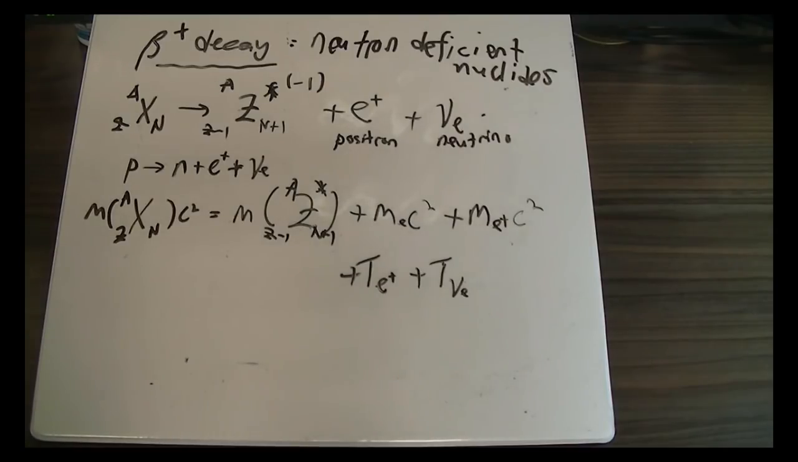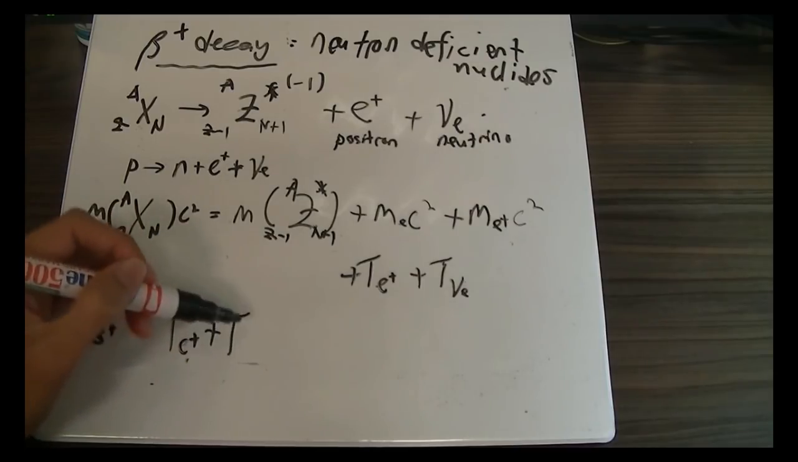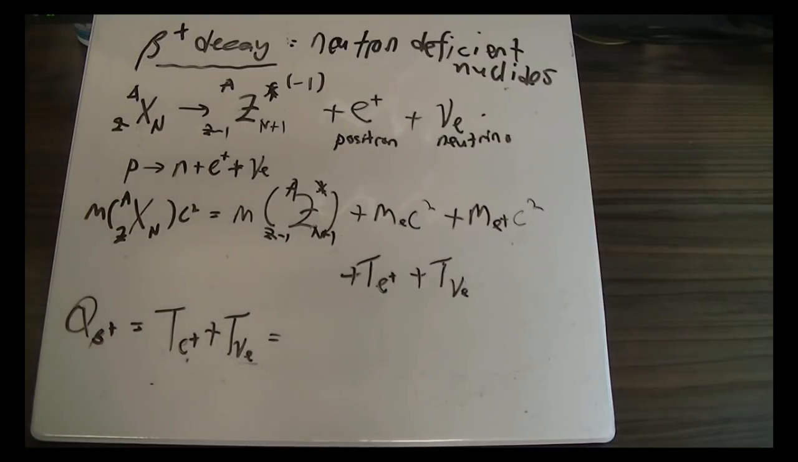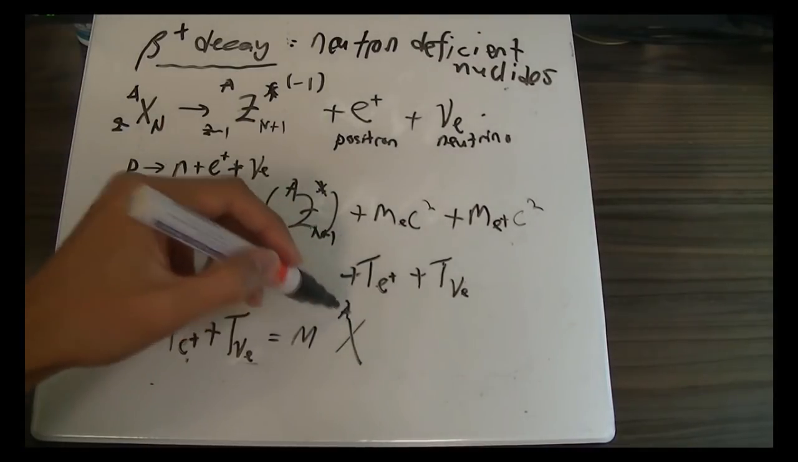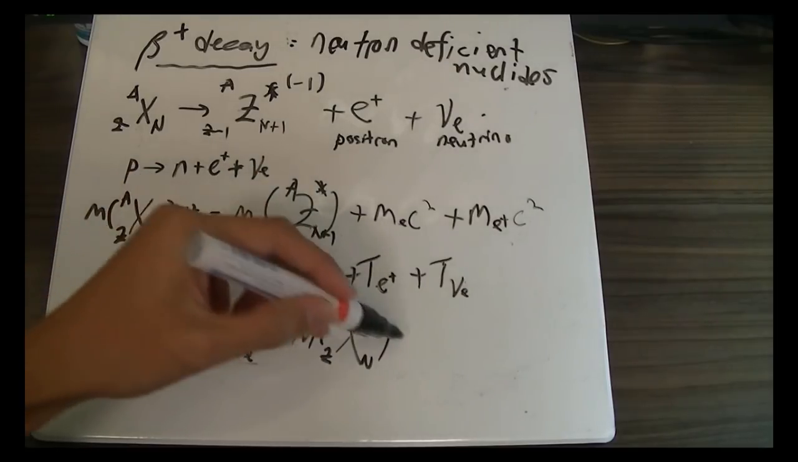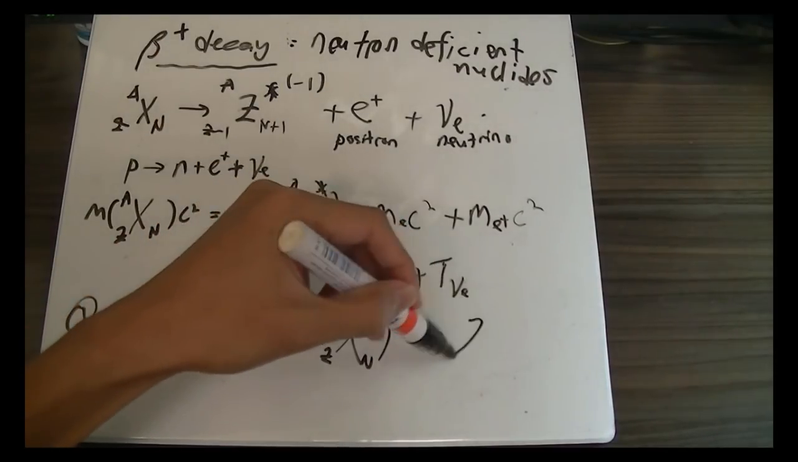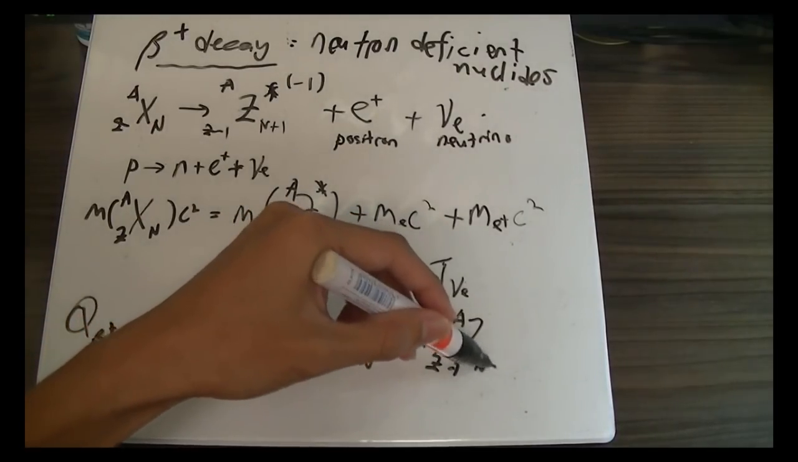So these two can be combined together, so eventually we will get the Q value for the beta plus decay, which is the kinetic energy of the positron plus the kinetic energy of the neutrino, which is exactly the mass energy of the parent minus the daughter, Z minus 1 and N plus 1.